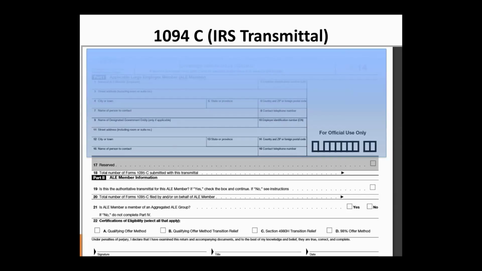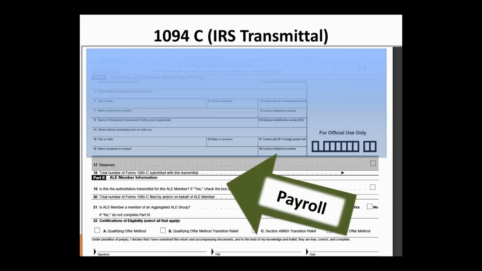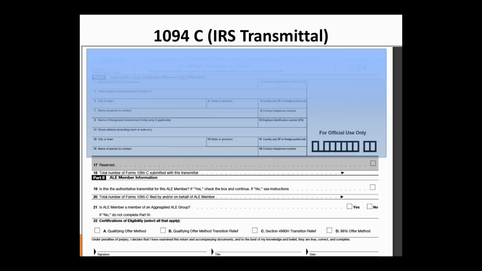So to start, I'm going to start with the 1094C, and if you remember, this is the aggregate employer level form. So this form, you would submit on a per EIN basis. A lot of people like to refer to it like a cover sheet. I like to compare it to a W-3 so you have a quick connection as far as what it is. This part of the reporting process is actually the easier part for you.